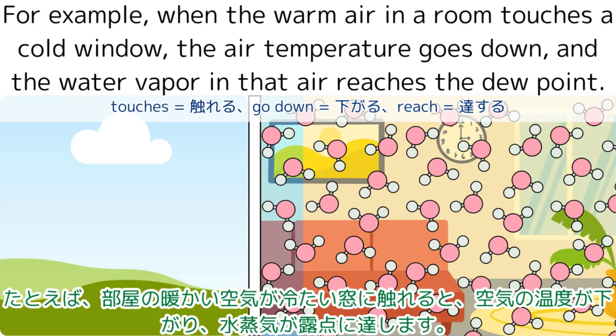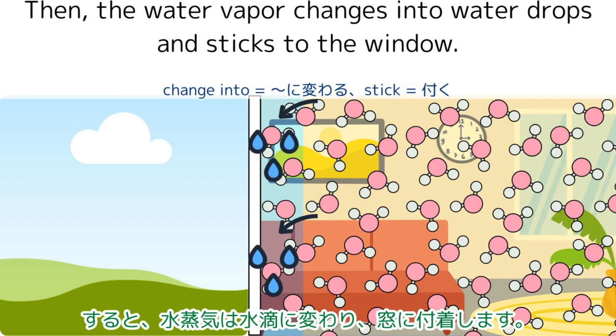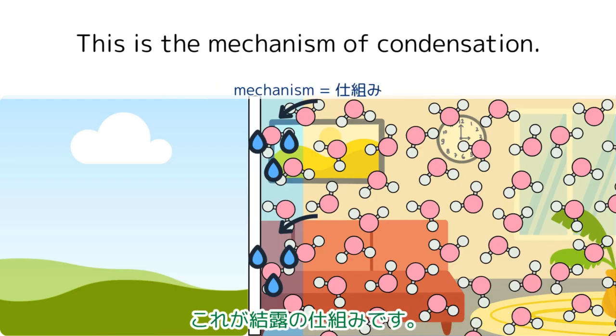For example, when the warm air in a room touches a cold window, the air temperature goes down, and the water vapor in that air reaches the dew point. Then, the water vapor changes into water drops and sticks to the window. This is the mechanism of condensation.